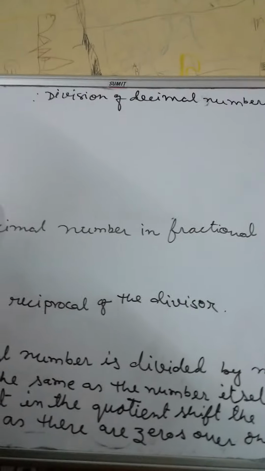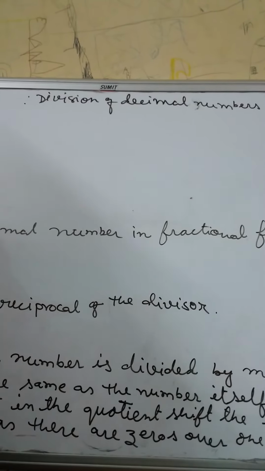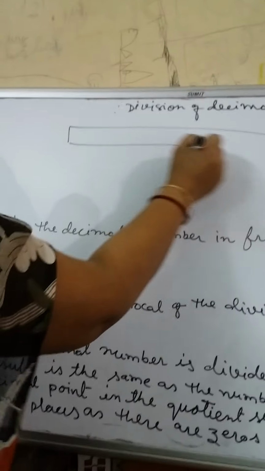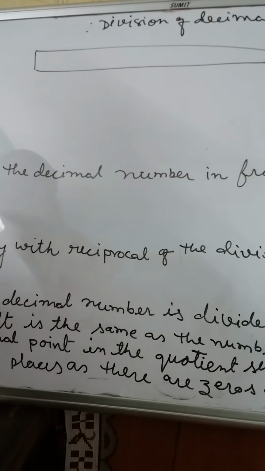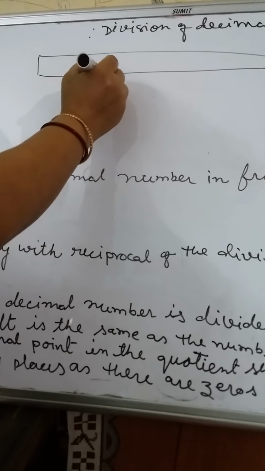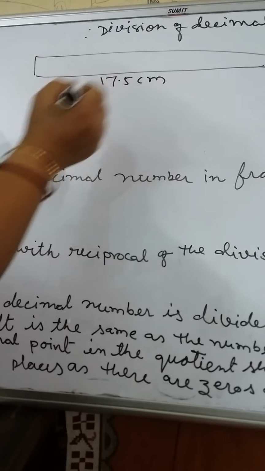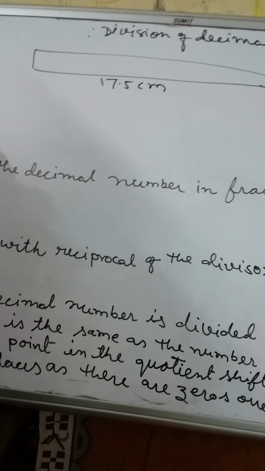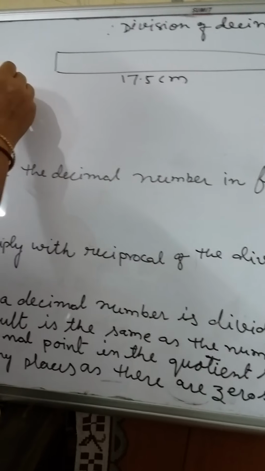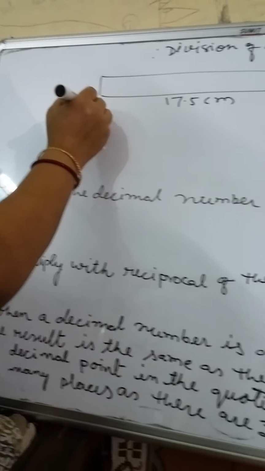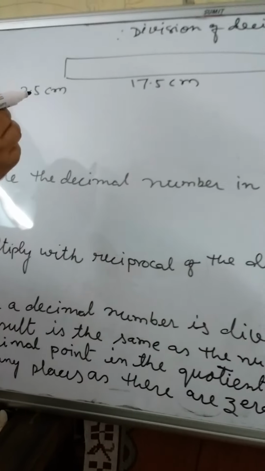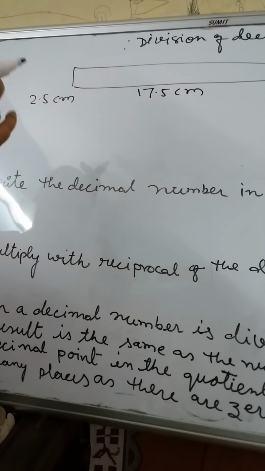Now we will learn to divide decimal numbers. Where do we need to divide a decimal number? Say we have a long strip of colored paper, of say 17.5 centimeters. You want to decorate your classroom, where you need small strips of 2.5 centimeters. So from this strip, how many strips will you get?